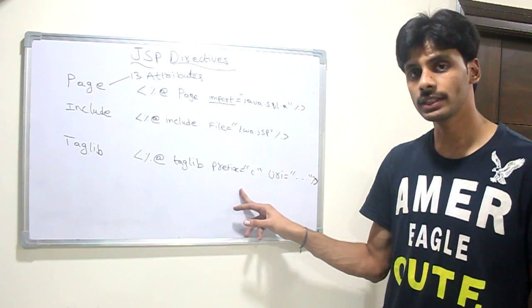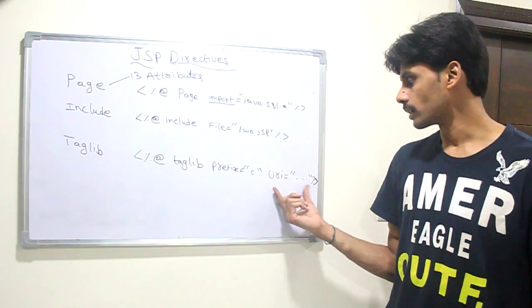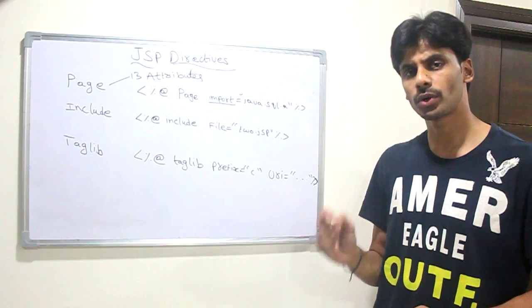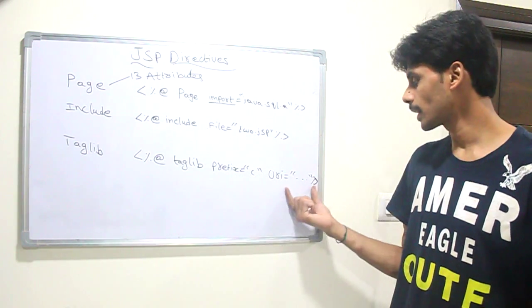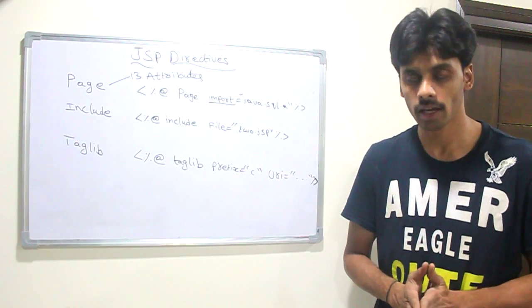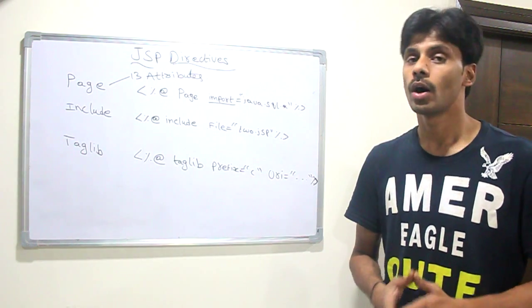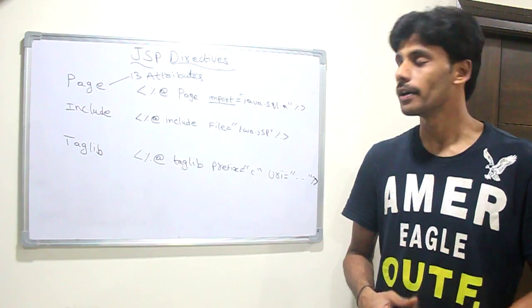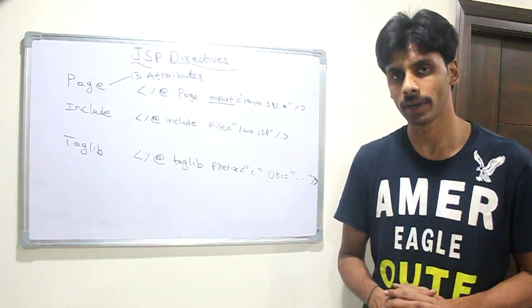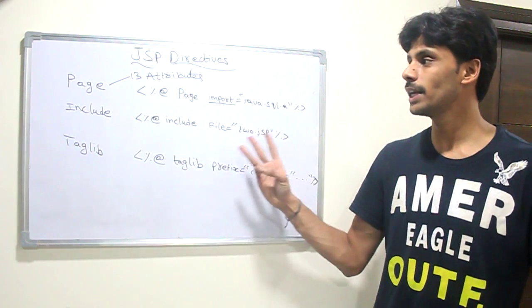Then prefix and URI. So you have a prefix that you will be using below in your JSP page to refer to a particular tag from the tag library, and the URI uniquely identifies that particular tag library. When I talk about JSTL or when we develop a custom tag, you will see the taglib directive being used in our JSP page. So to quickly summarize, we have three directives.